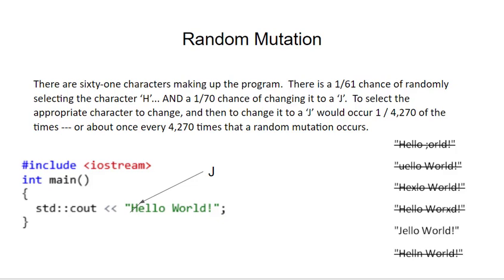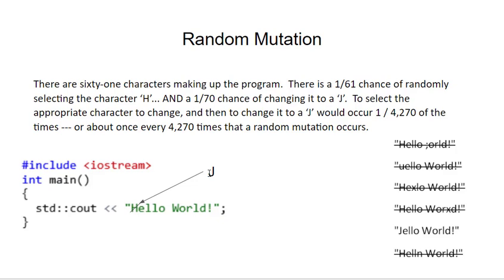So coming back to our hello world, there's 61 characters that make up the program. At this point that includes the spaces. So if we wanted this to say, instead of hello world, jello world, well, there's a 1 in 61 chance that you would randomly select the character where this H is. And then there's a 1 in 70 chance that the H would be replaced instead by a J. So if we were to allow random mutations where one character is selected at random and replaced by a random symbol, about 1 out of every 4,270 times you would change its working program from saying hello world to saying jello world, right?